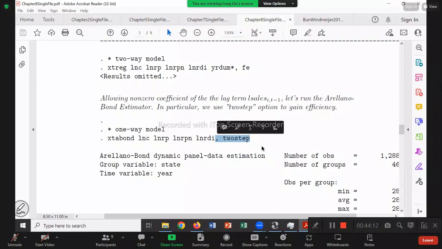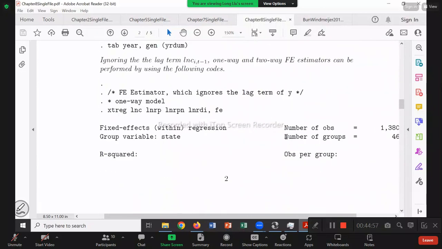The Arellano Bond estimator lets you do one step or two step. By default, if I remember correctly, the default should be one step. If you do two step, basically you update the formula again, to try to make everything even more efficient. That's the purpose of comma twostep. By specifying two steps, you further gain efficiency. You calculate once, twice, and so on, updating again and again to make everything more efficient. And that's a technical detail right here.